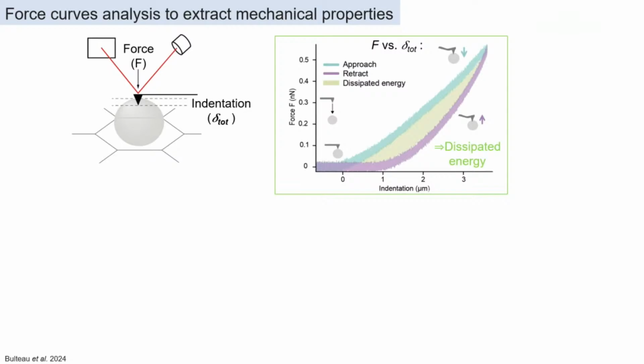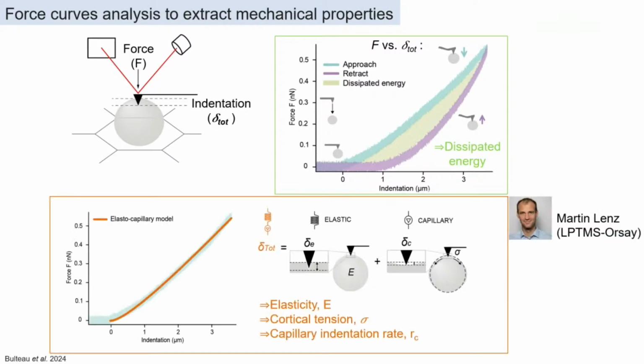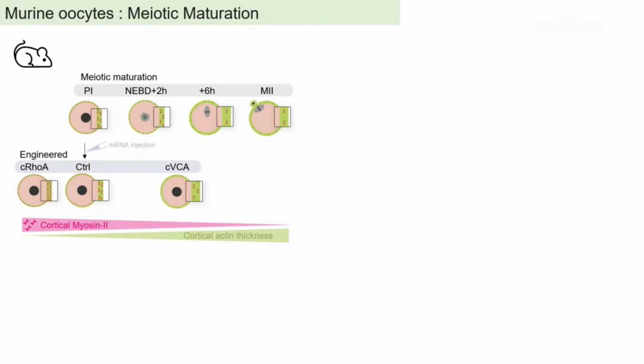And the second analysis is to fit a physical model that we developed with Martin Lenz, a theoretician in Paris-Saclay. This physical model is called the elastocapillary model, and it combines the deformation of an elastic component and the deformation of an element under tension that we call the capillary element. With this expression, we can extract the elasticity of the cells, the cortical tension of the cells, and the capillary indentation rate.